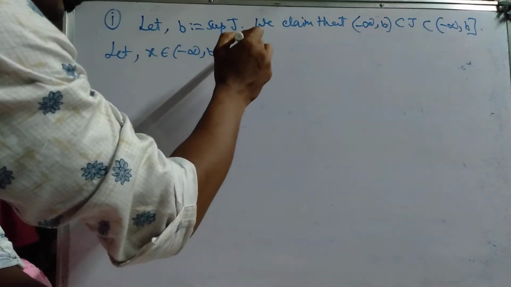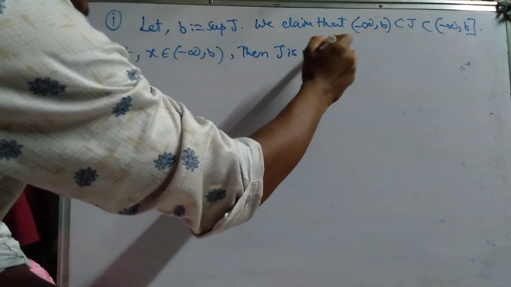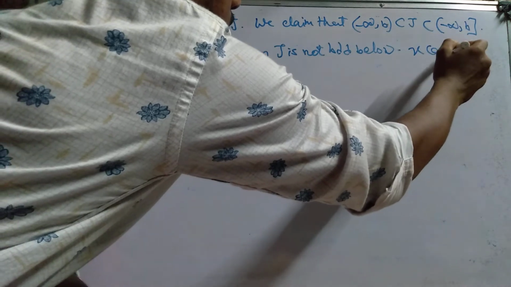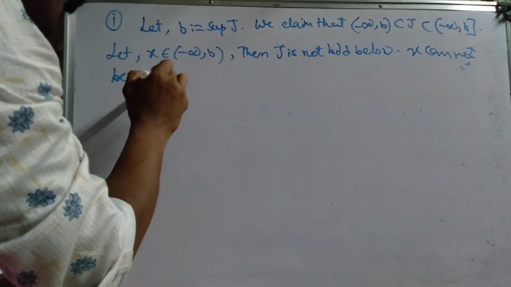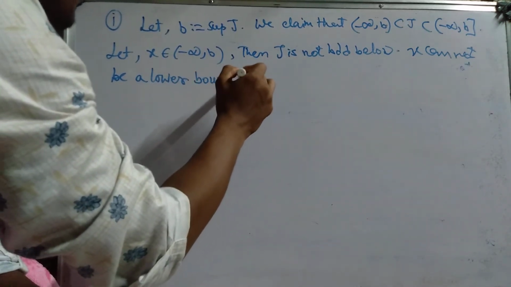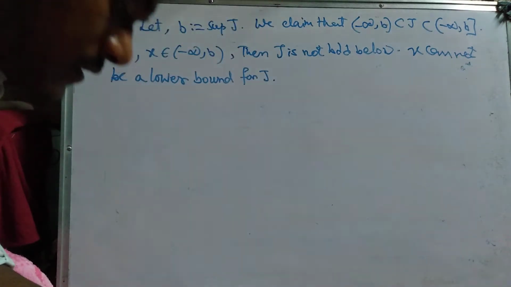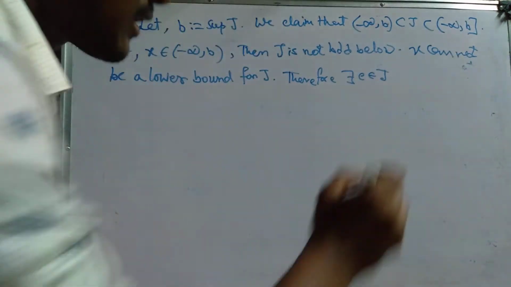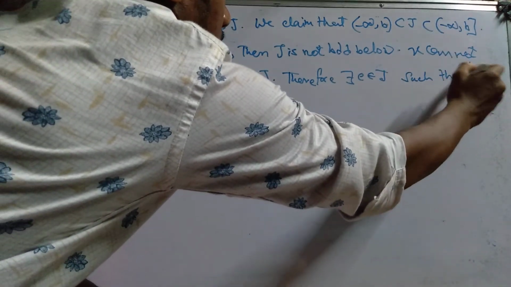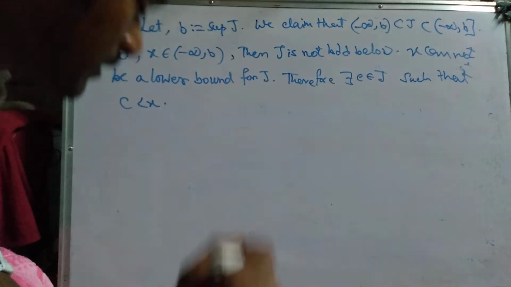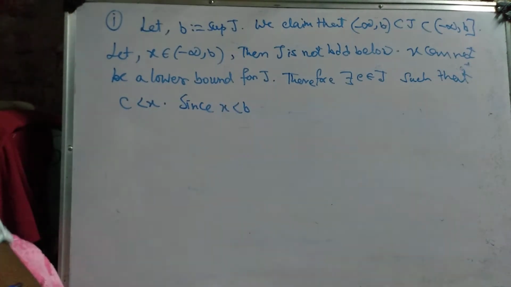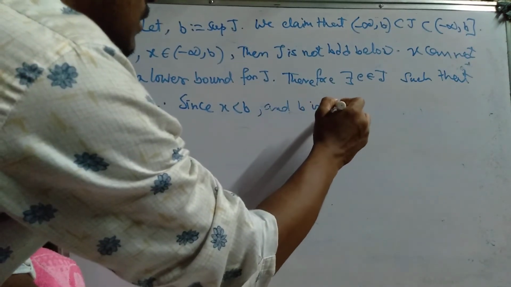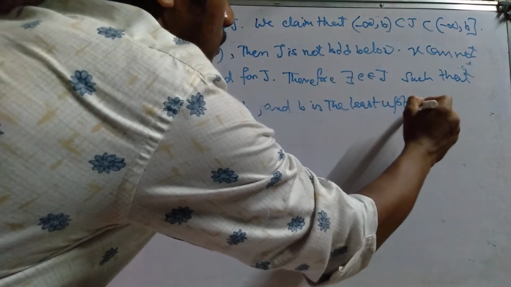Then J is not bounded below. So what do we do? x cannot be a lower bound for J. Therefore, there exists C belonging to J such that C is less than x, since x is less than B and B is the least upper bound for J.